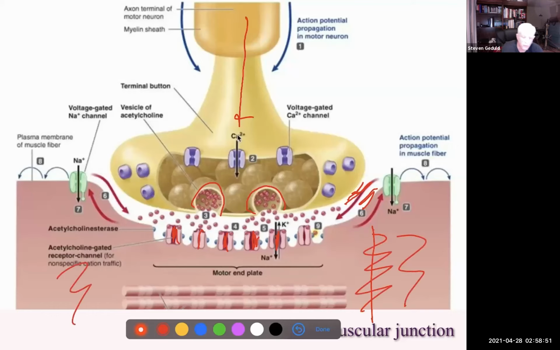Again, muscles can only move one direction. All they do is shorten. They can't do anything else. So the muscle shortens. Now, if that acetylcholine stays in that junction, that muscle is going to contract, contract, contract, and never release.